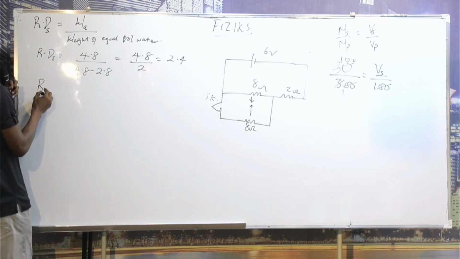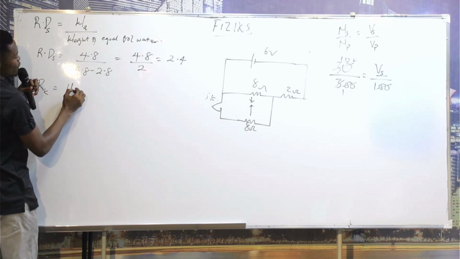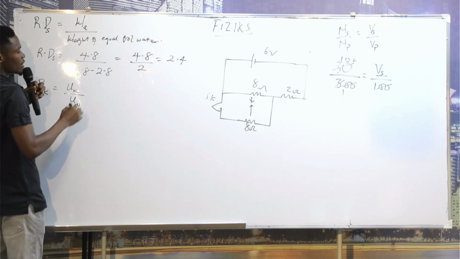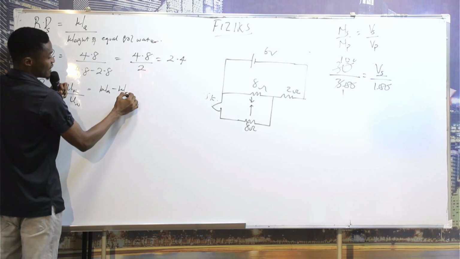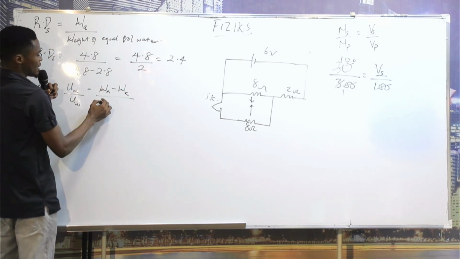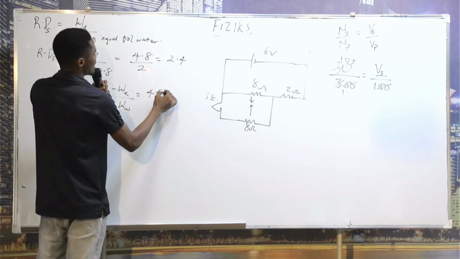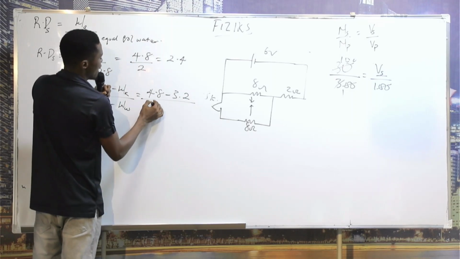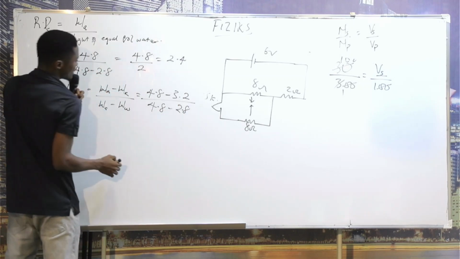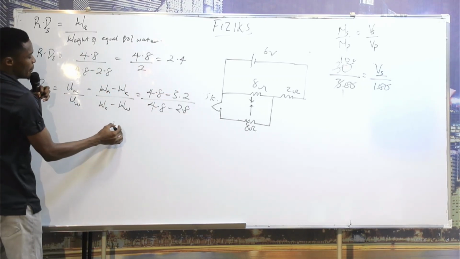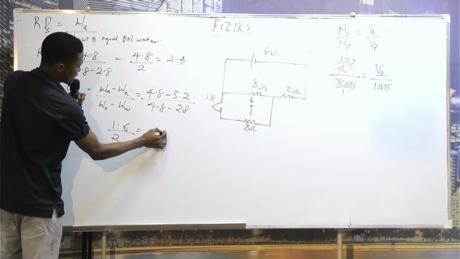Now, relative density of liquid or kerosene is equal to upthrust in kerosene over upthrust in water. Upthrust in kerosene will be weight in air minus weight in kerosene, over upthrust in water, which is weight in air minus weight in water. So this is 4.8 minus 3.2 over 4.8 minus 2.8, right? What would this give me? 1.6 over 2, which is 0.8.